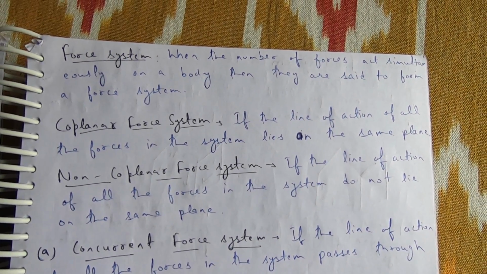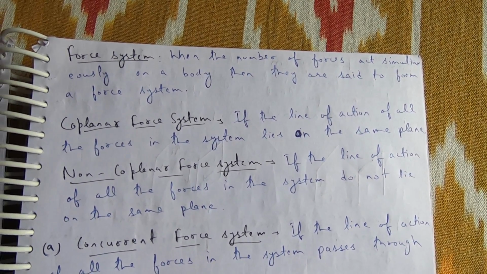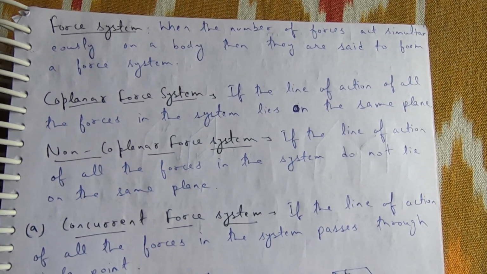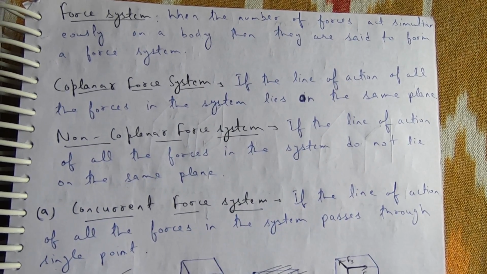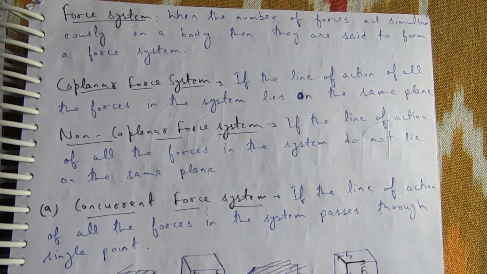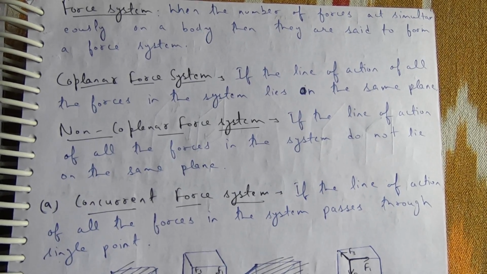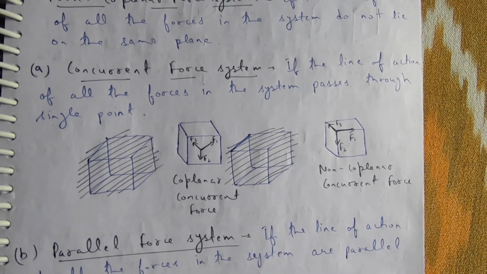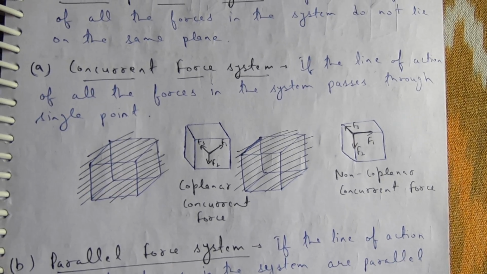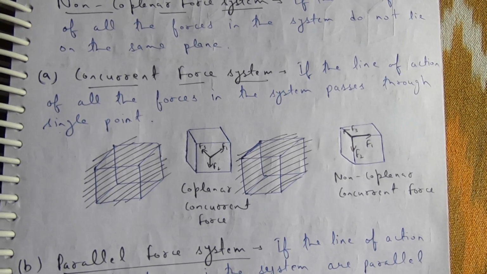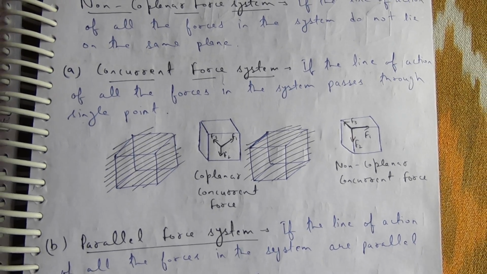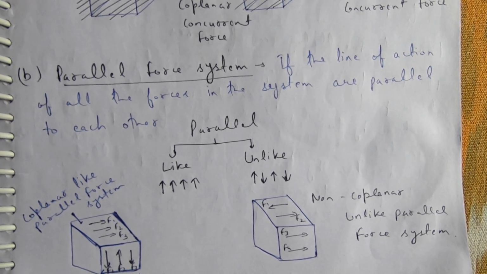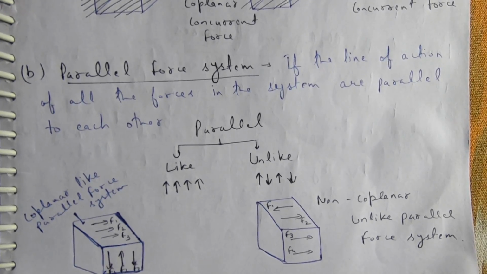Force system: when a number of forces act simultaneously on a body, they are said to form a force system. Coplanar force system: if the line of action of all the forces in the system lies on the same plane. Non-coplanar force system: the line of action of all the forces in the system does not lie on the same plane. Concurrent force system: if the line of action of all the forces in the system passes through a single point. Parallel force system: the line of action of all the forces in the system are parallel to each other.